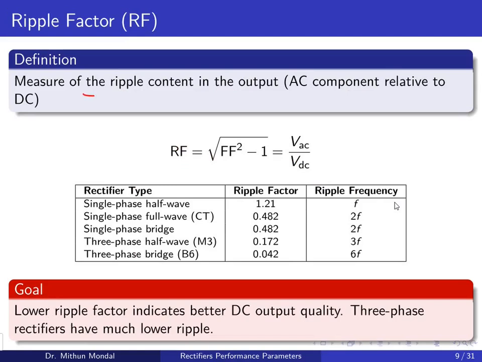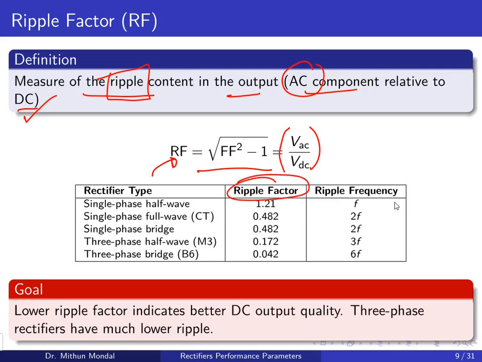Ripple factor is a measure of the AC component present in the output relative to the DC. The output should be DC, but there are certain AC components present that are known as ripples. This ripple factor is determined using the formula of form factor: square root of form factor squared minus 1, which is again the ratio of AC to DC voltage.